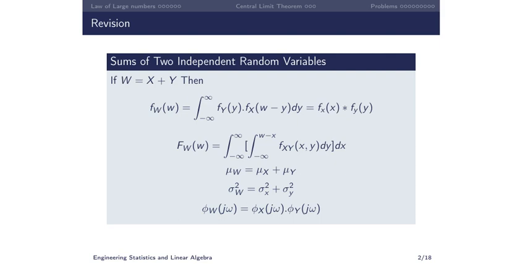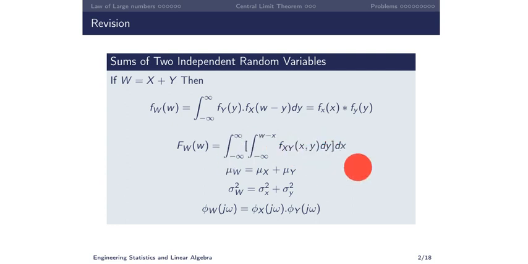So going to the revision, in the last class we have studied two topics. One is the sum of two independent random variables. If two random variables are independent, for example x and y, then their sum is represented as w, which is x plus y. Then its probability distribution is the convolution of the first one and the second one, and its cumulative distribution function is given by the integral from minus infinity to infinity, and for y the limit is minus infinity to w minus x, of f_XY(x,y) dy dx.